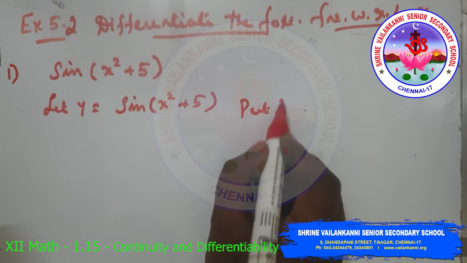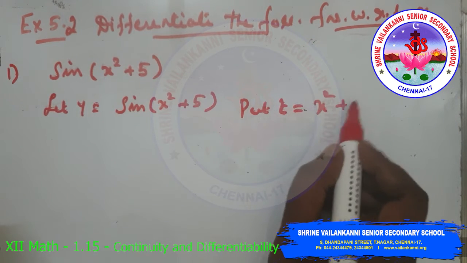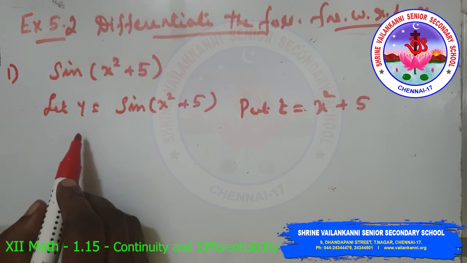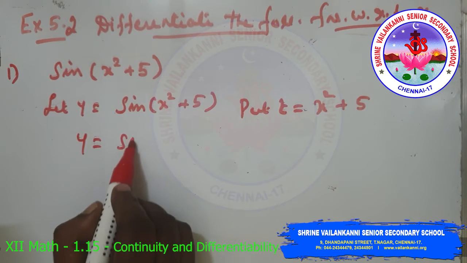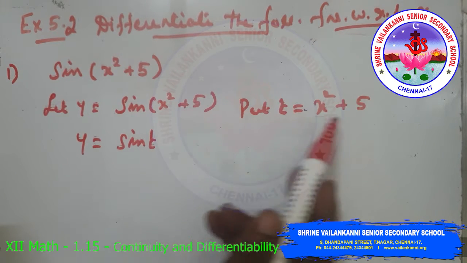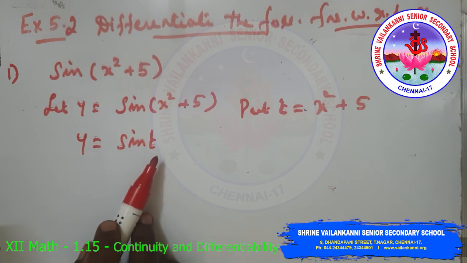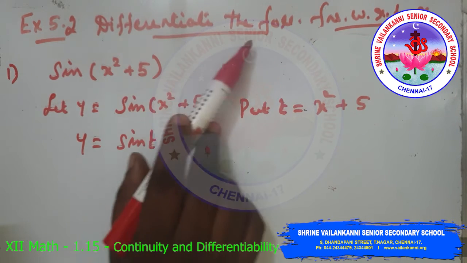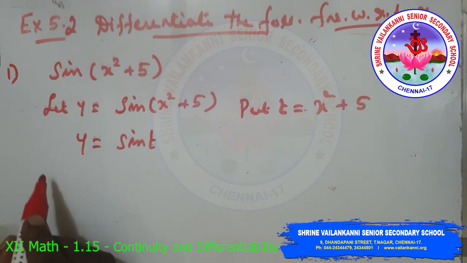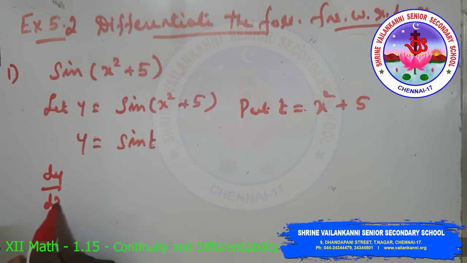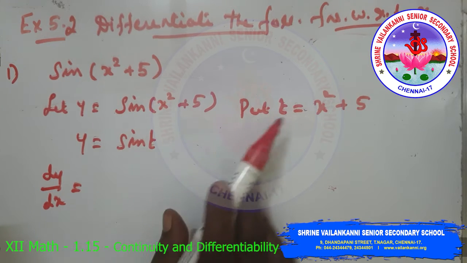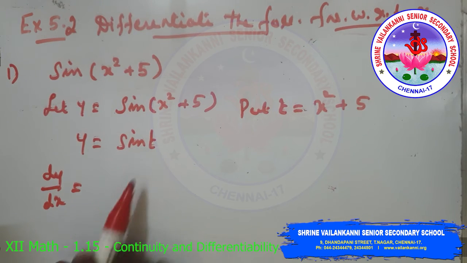Put t equal to x square plus 5. So y equal to sine t, substituting x square plus 5 as t. We have to find dy by dx. We have to differentiate the function with respect to x. The function is in the form of t.